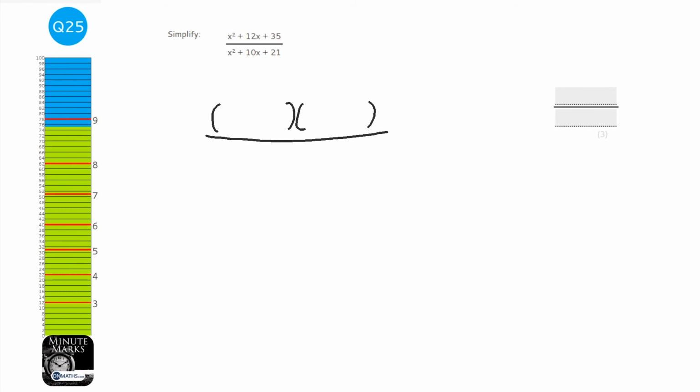So I know it's going to be x at the start. I need 2 numbers that add together to make 12 and multiply together to make 35. Well, that's going to be 7 and 5. Then I need to factorize the bottom.